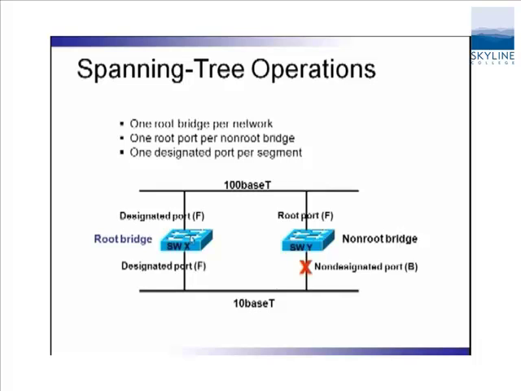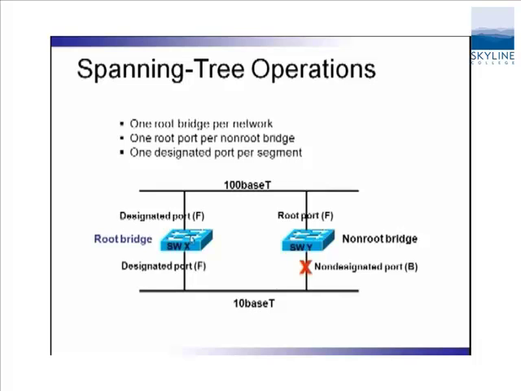Another one of those: one root bridge per network, and one root port per non-root bridge. In this one, I know it's a little out of focus, we have a 100 base and a 10 base. The 100 base is going to have a lower cost because it's faster. So let's say the 100 base had a cost of 10 and the 10 base had a cost of 100, for instance. We're going to take the lower cost path, so it's going to take the 100 base T path from switch X to Y and Y to X.